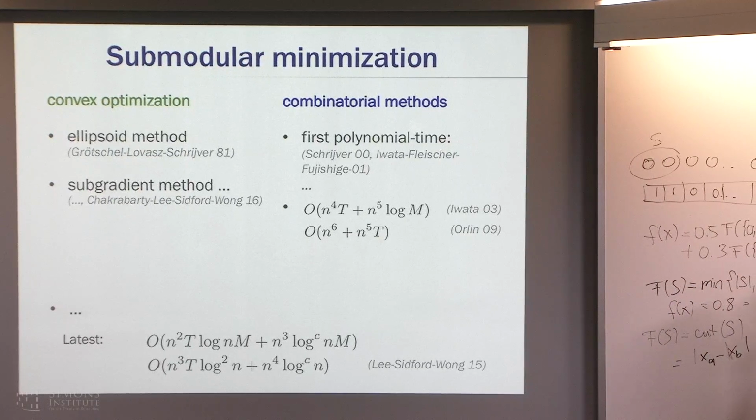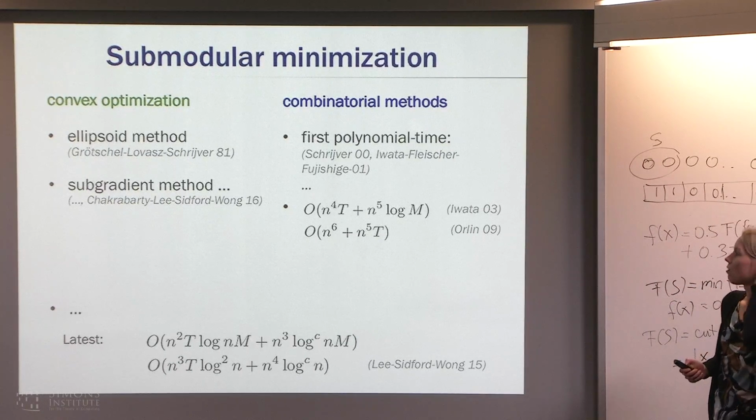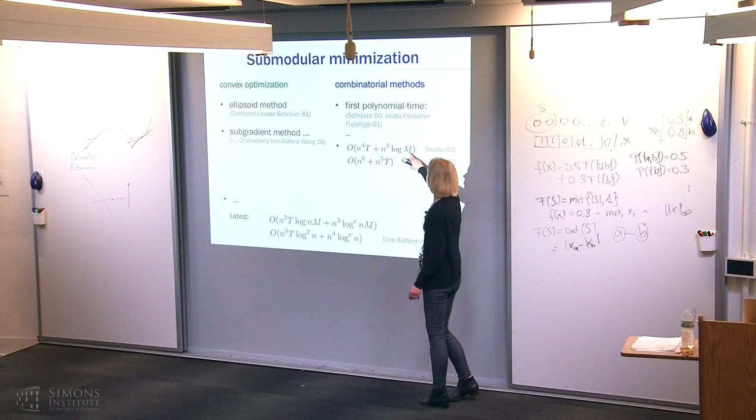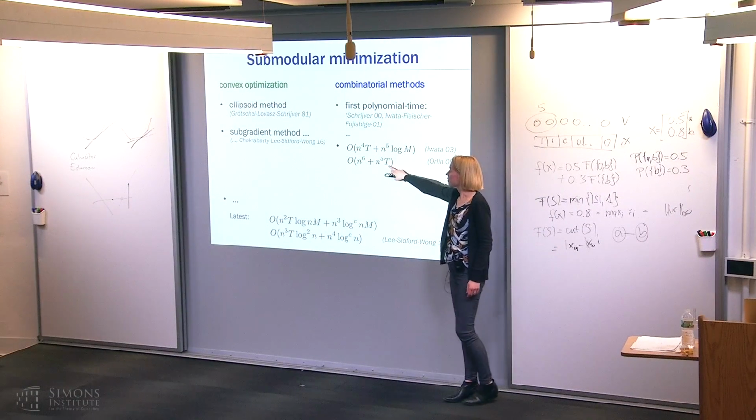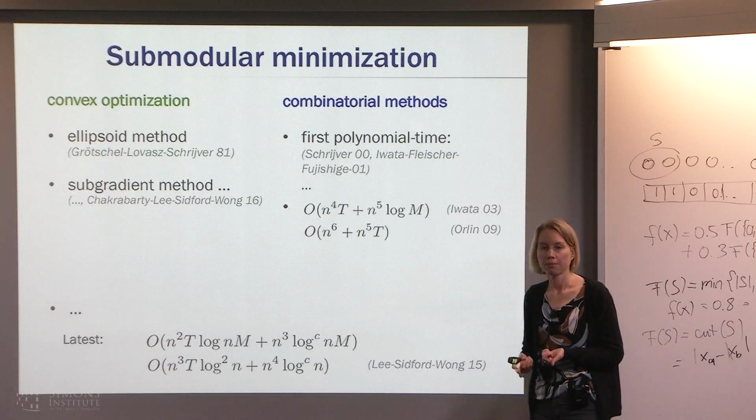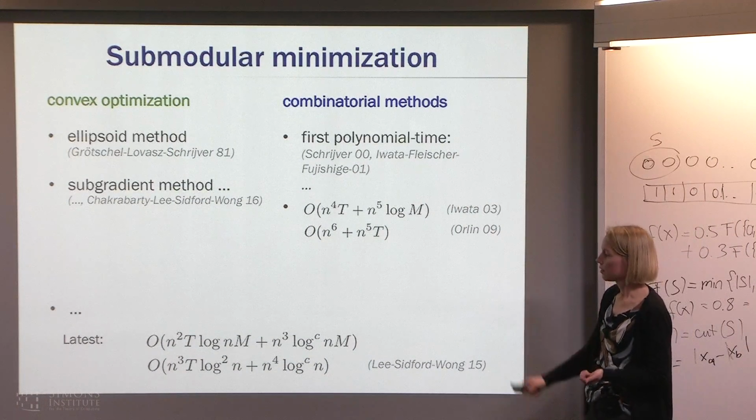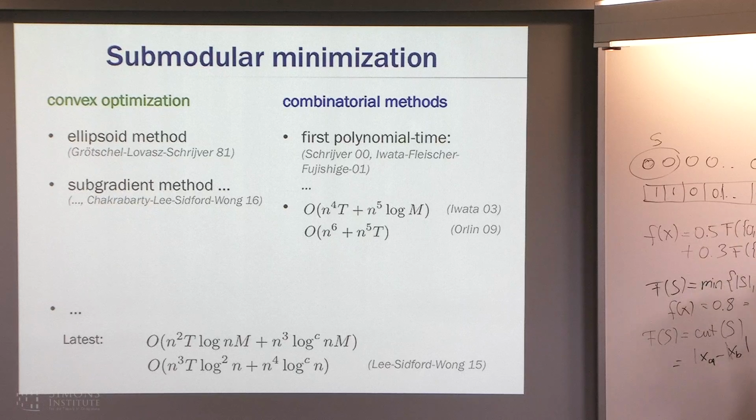Essentially. What are these parameters T and M? Okay, so M is the maximum value that the function can take. T is the time to evaluate the function. Is this oracle evaluation of the function.